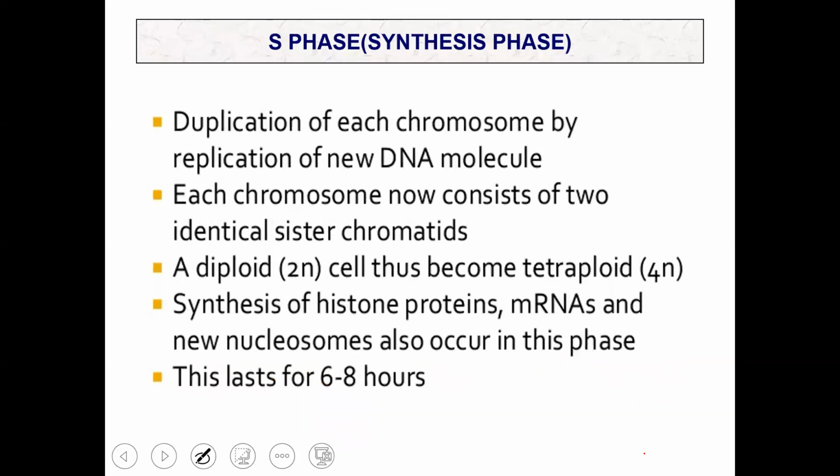Next one. Coming to the synthesis phase. The synthesis phase is also called S phase. S is nothing but synthesis phase. So what is going to be synthesized? We know that in the previous phase, that is G1 phase, except for DNA, all other cell organelles and biomolecules got synthesized and accumulated. So the DNA molecule will be synthesized in this phase. Hence it is called the synthesis phase. We can even refer to it as the DNA synthesis phase.